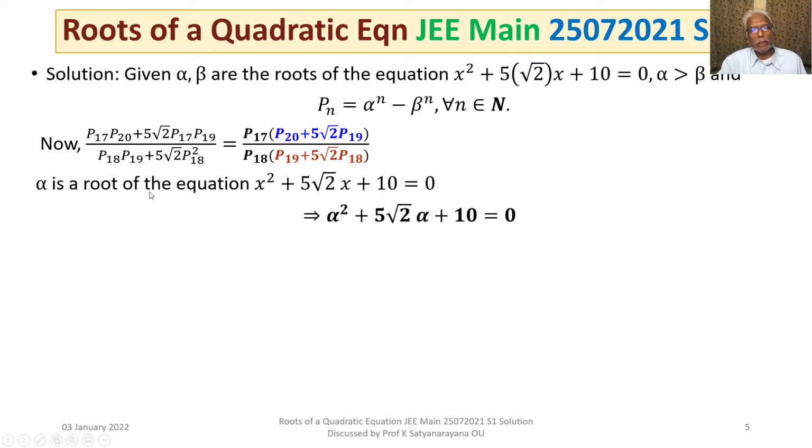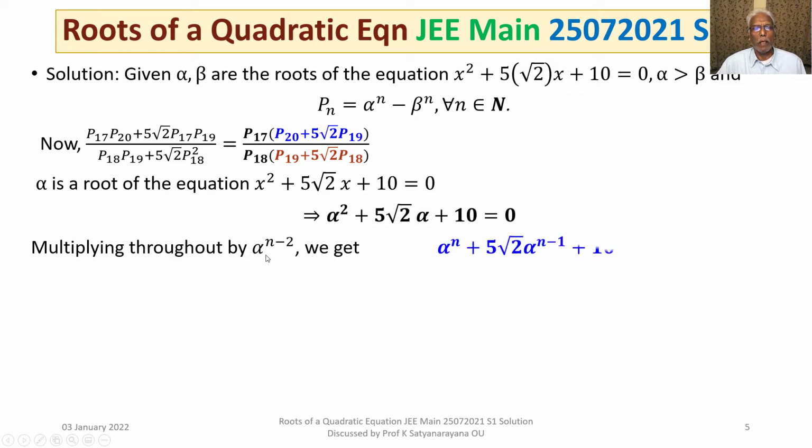So, alpha is a root of this equation. Therefore, alpha satisfies this quadratic equation. That implies alpha square plus 5 root 2 alpha plus 10 is equal to 0. And n is a positive integer, multiply throughout by alpha to the power of n minus 2, so that we get alpha power n. Multiplying throughout by alpha to the power of n minus 2, we get alpha to the power of n plus 5 root 2 into alpha to the power of n minus 1 plus 10 times alpha to the power of n minus 2 is equal to 0. Let us call this equation 1.